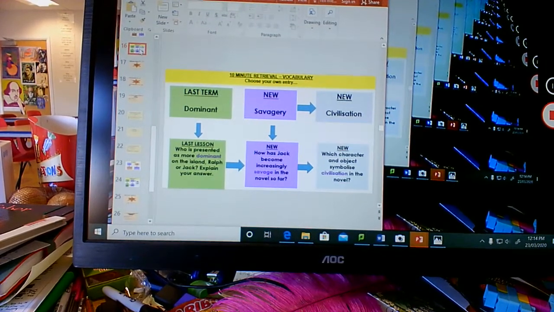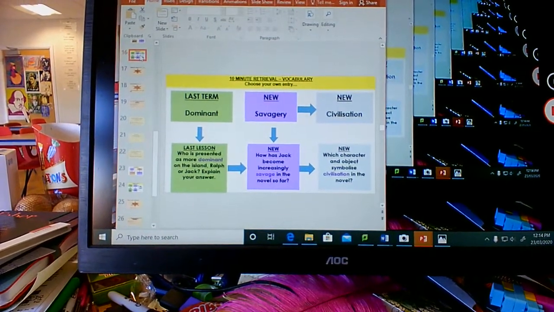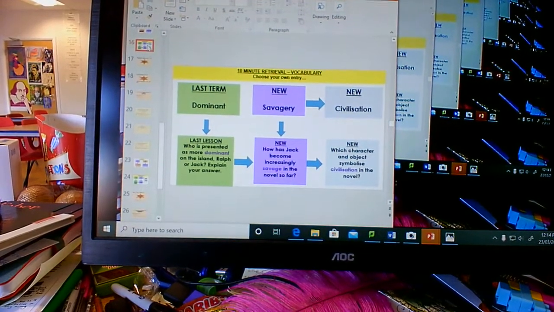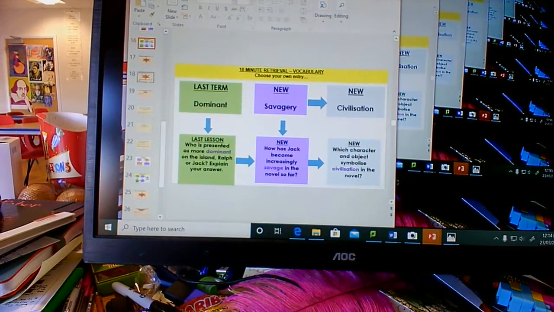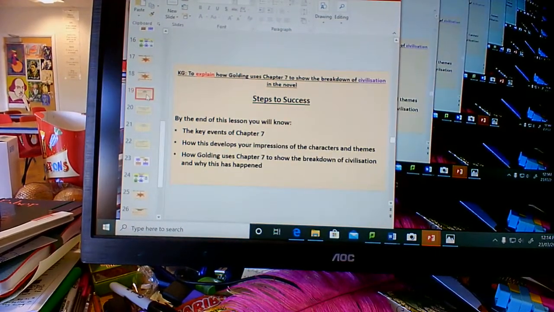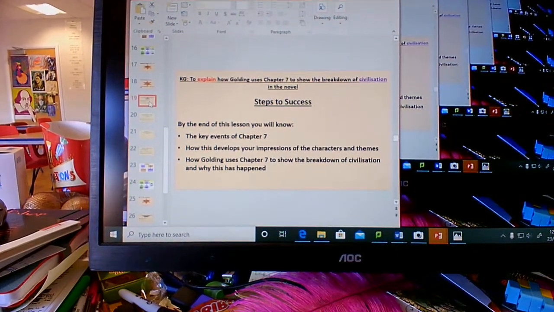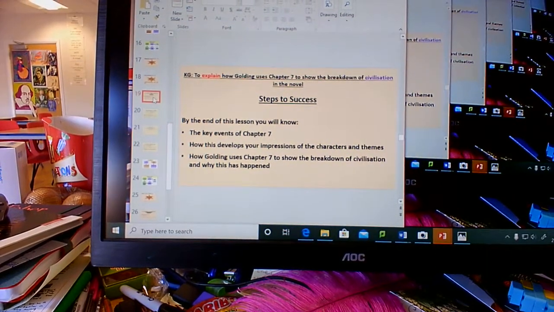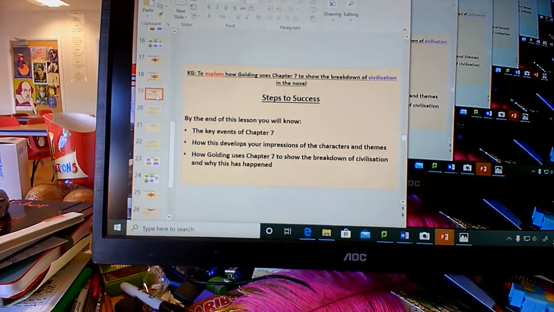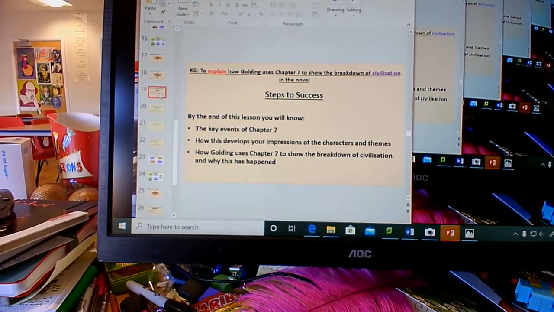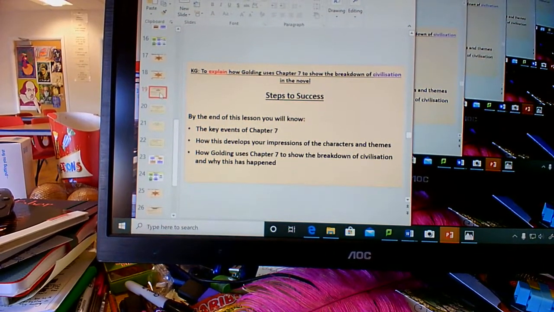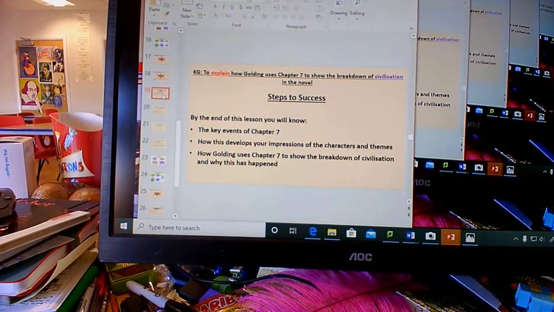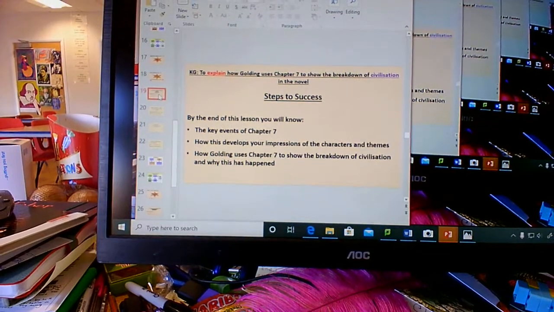Okay, so we'll just go back to the questions, and again, now you've got those definitions written in your books, and remember you can pause the video at any time, just get those written down. So, our knowledge goal today then is to explain how Golding uses Chapter 7 to show the breakdown of civilization in the novel. So we'll know the key events of Chapter 7, how this develops your impression of the characters and the themes, how Golding uses Chapter 7 to show the breakdown of civilization and why this has happened. Okay?